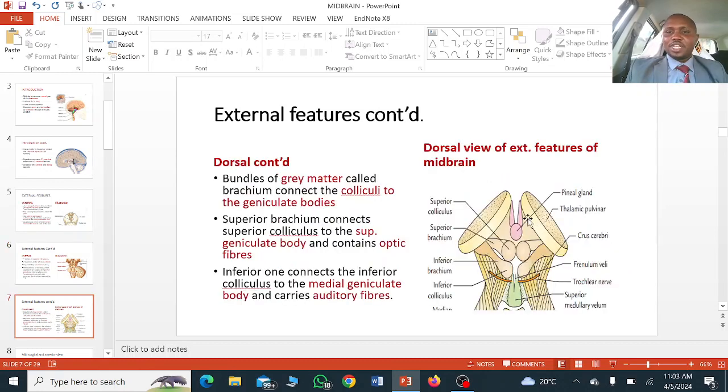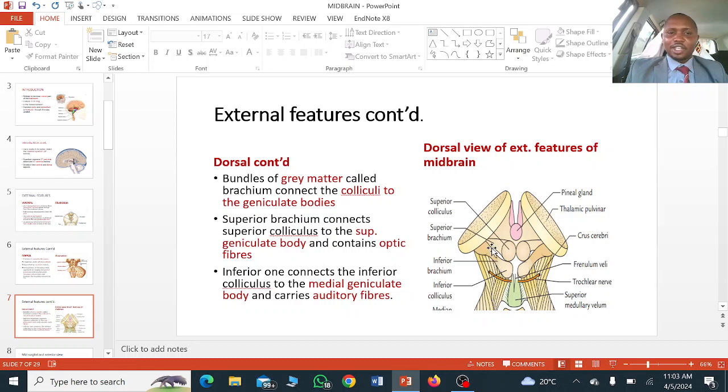When we look at the dorsal aspect again, this illustrates the dorsal view of the midbrain. You can see bundles of gray matter arising from each of the colliculi. These are called brachia. So you have the superior brachium for the superior colliculus, and the inferior brachium for the inferior colliculus.